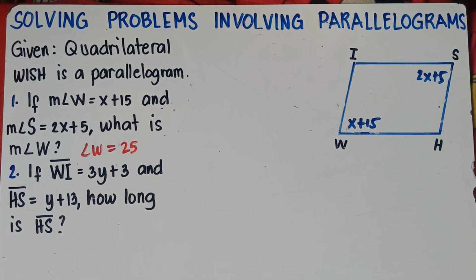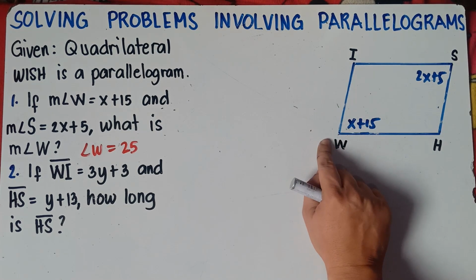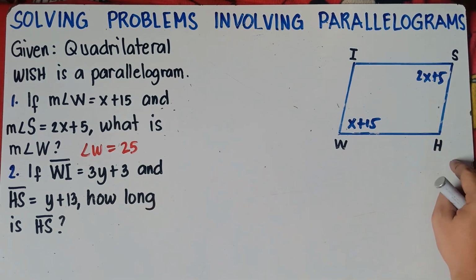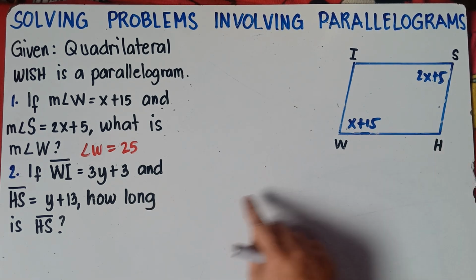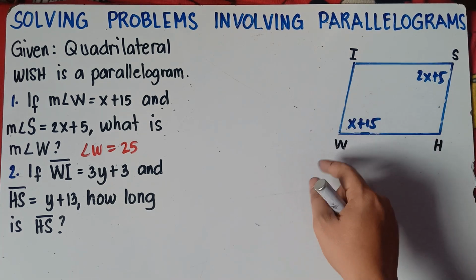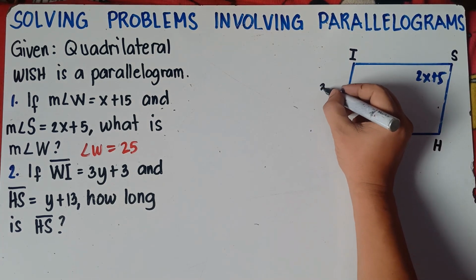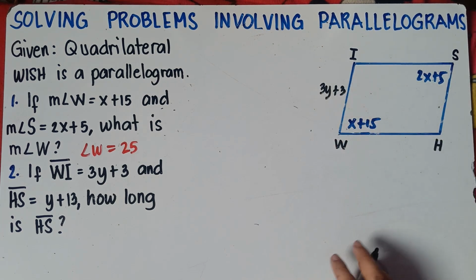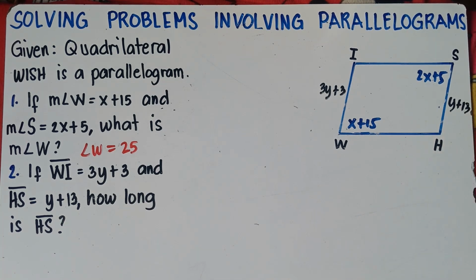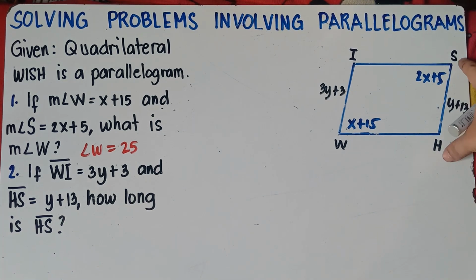Number 2: if line segment WI is equal to 3y plus 3, and line segment HS is y plus 13, how long is HS? Once again, we are given WI, let's label this up: WI is 3y plus 3, and HS is y plus 13, and we're told to find HS, this side.